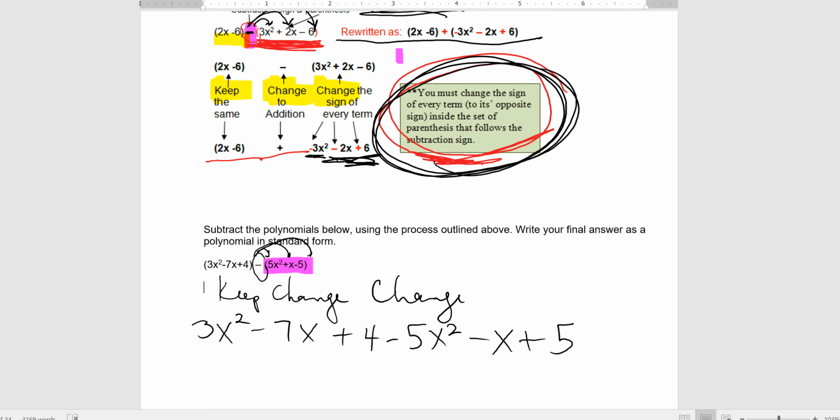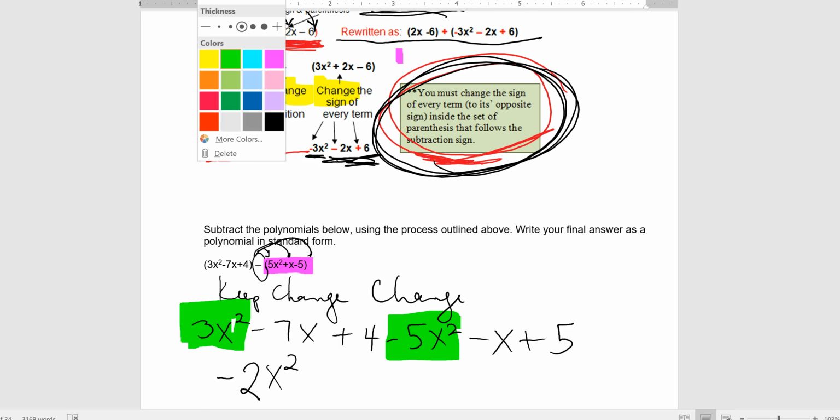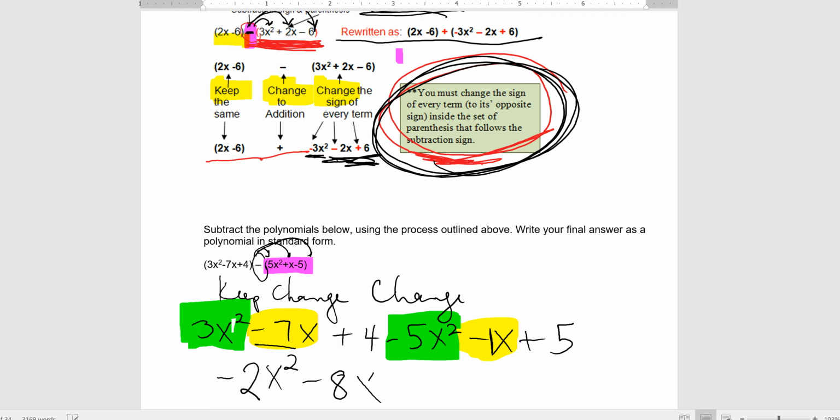That grocery list where we could combine any items that are the same, 3x squared and negative 5x squared. You have to remember the sign of the number in front, so we're really adding 3 plus negative 5, which is negative 2. The item, bananas, apples, gallon of milk, doesn't change, so x squared doesn't change. Okay, next we have negative 7x and negative x. When there is no number in the front, we understand it's a 1, so we're adding negative 7 plus negative 1 to make negative 8. The item, the x, does not change.